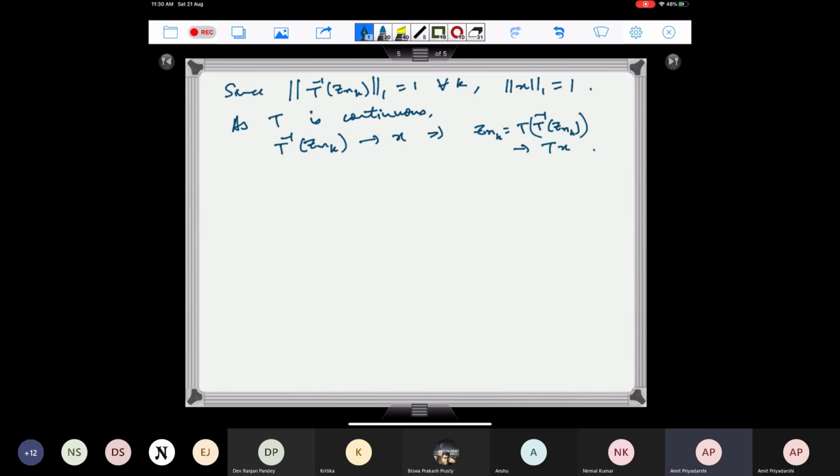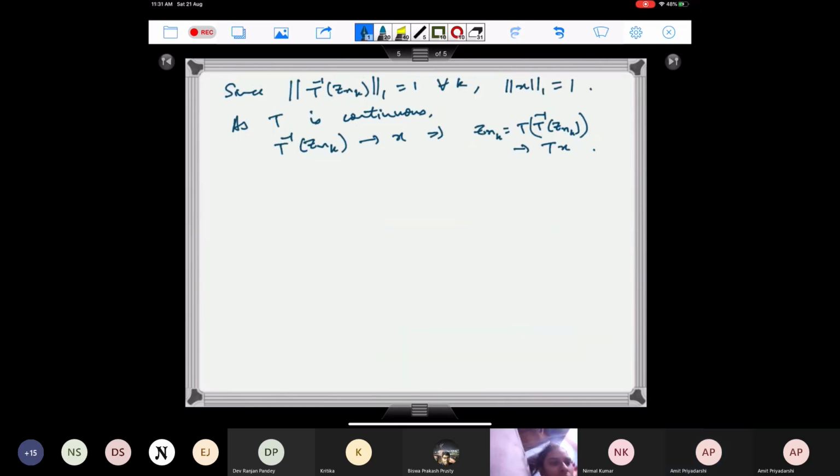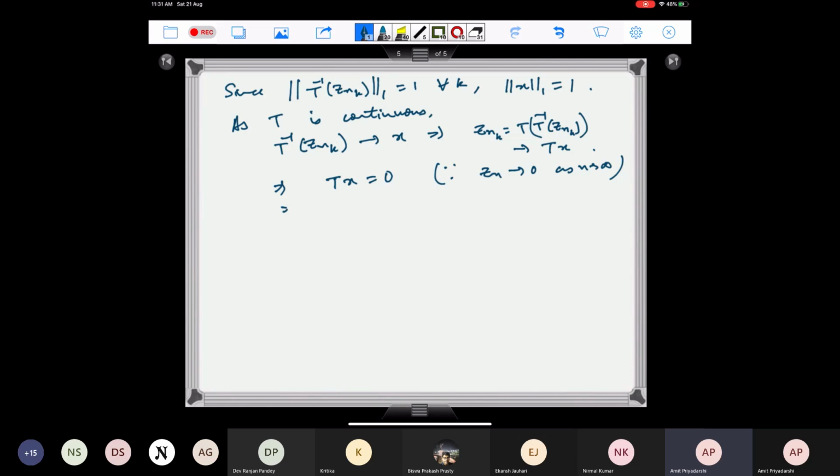So Z_{n_k} converges to T of x. But what we know is that Z_n converges to 0. So this implies T of x is equal to 0, since Z_n converges to 0. So Tx is equal to 0, and this will imply x is equal to 0. Right? Because T is given to be a bijection, since T is one-one.